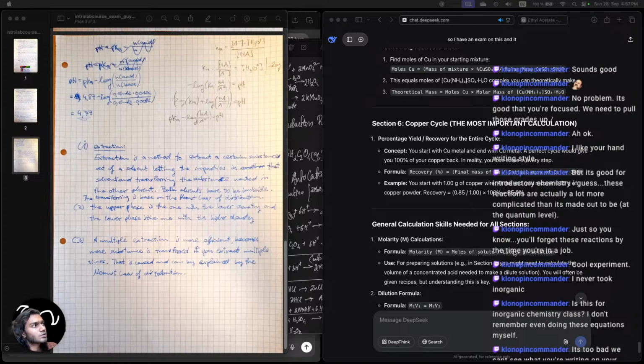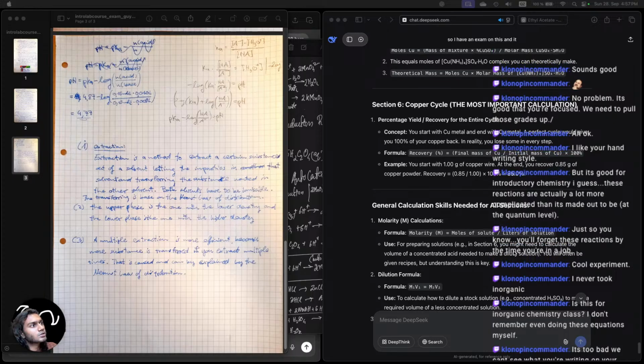General calculation skills needed for all sections. Molarity equals moles of solute by liters of solution.